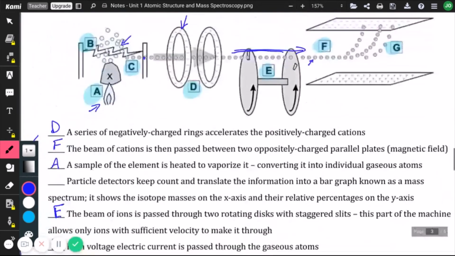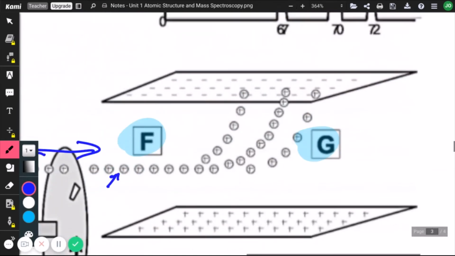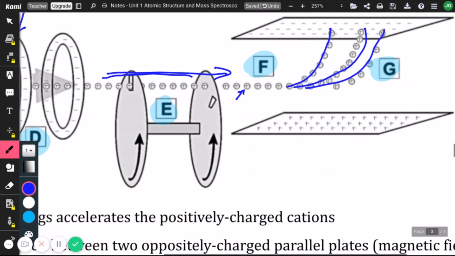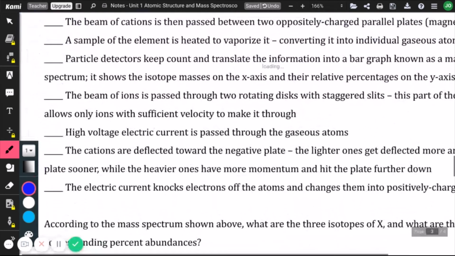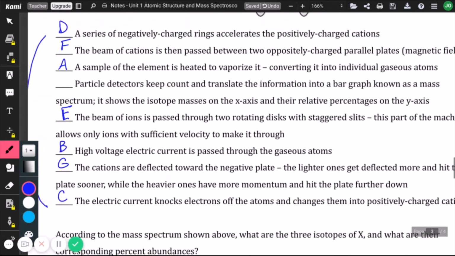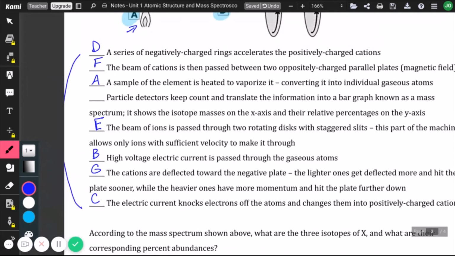Now, why do we see some of them coming up short, some of them going in the middle, and some of them going here at the end? Well, we've already talked about isotopes. Isotopes have different masses. The more mass they have, the more it's going to take to pull them up into that negatively charged plate, so it's going to take a little bit longer. And so G is that the cations are deflected towards that negatively charged plate, and the lighter ones are going to be deflected quickly. The heavier ones are going to take a little bit more, and so they'll go further toward the end of that plate.